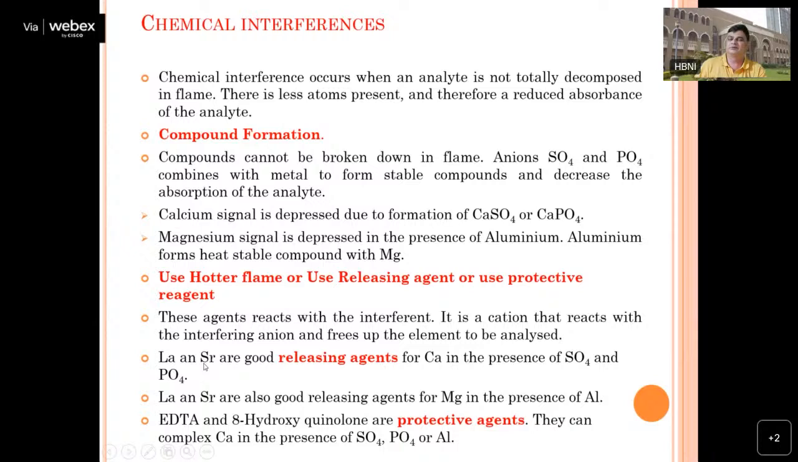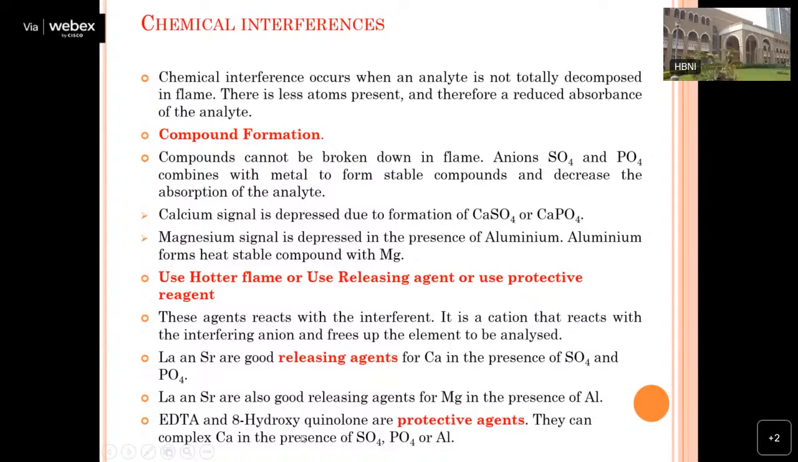Lanthanum and strontium are good releasing agents for calcium in the presence of sulfate and phosphate, because the stability of lanthanum phosphate and strontium sulfate is much better compared to calcium sulfate and calcium phosphate. Similarly, lanthanum and strontium are good releasing agents for magnesium in the presence of aluminum. Because you have to break the molecule, you can use the nitrous oxide flame for breaking these molecules. But generally, we prefer to add the releasing agents.